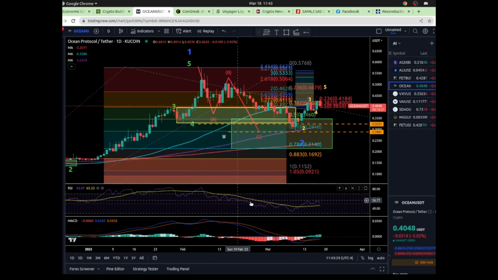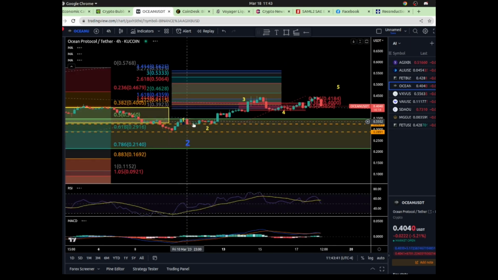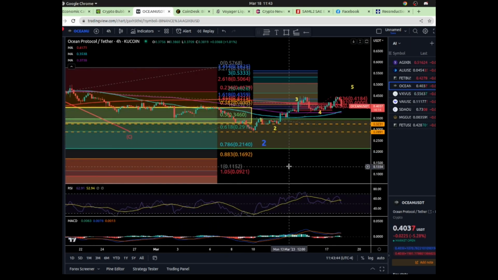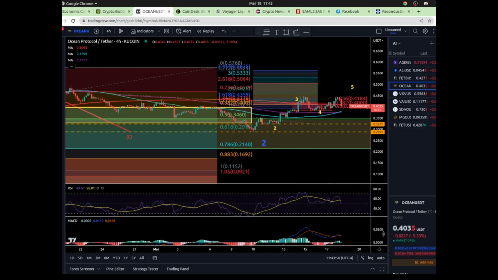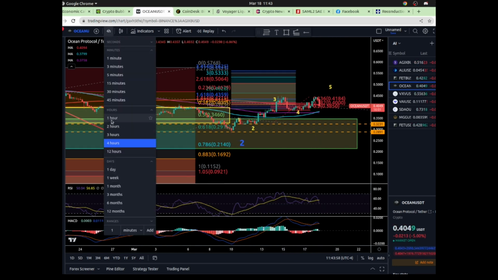So we can see that the RSI was in decline for a long period of time, and now it's kind of bouncing back. MACD also is now in positive momentum. Let's see the 4 hours. So we can see that maybe we started a new movement, and the MACD also is now maybe reversing. Is it going to flip soon into the negative momentum? That's also a possibility.